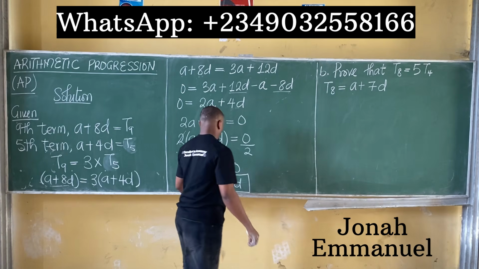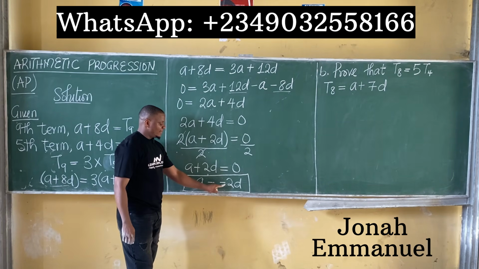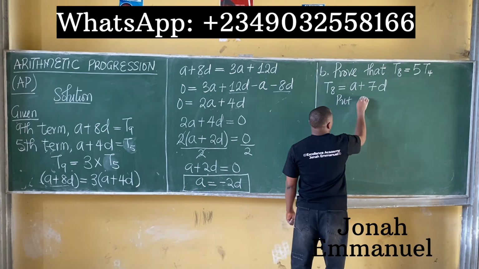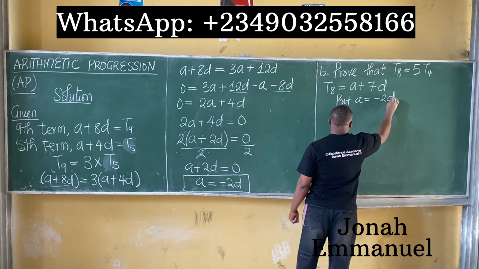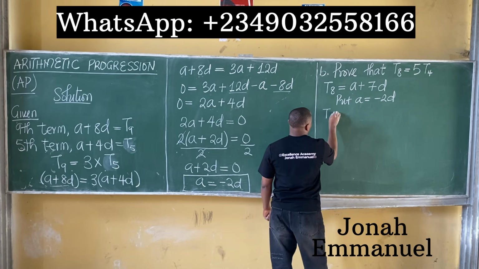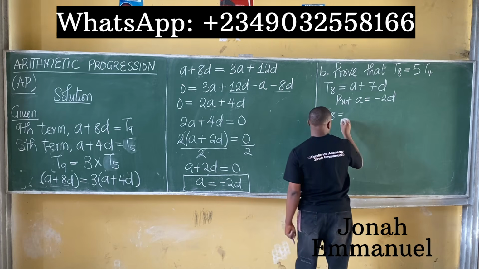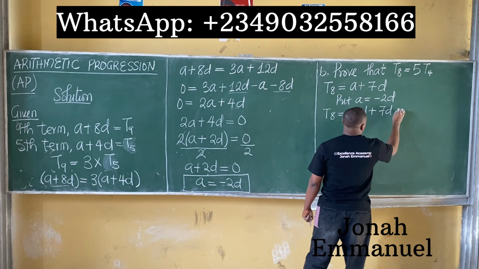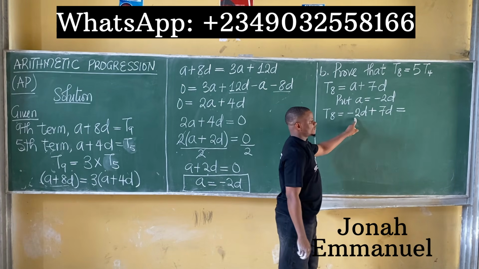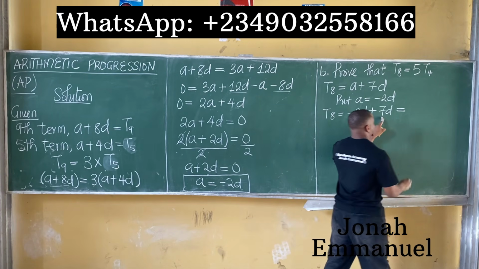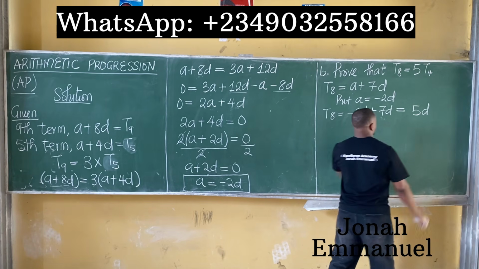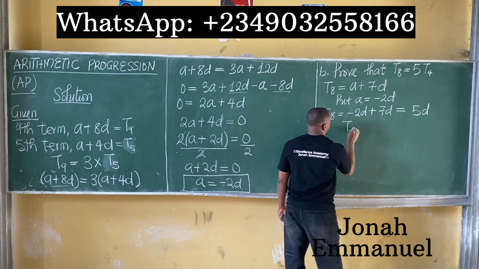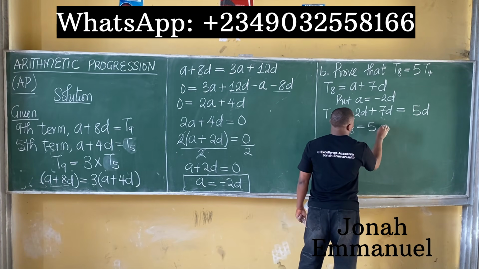What's the value of A? We already had A here as minus 2D. So put A as equal to minus 2D. From this part, T8 is equal to A, which is minus 2D, plus 7D. That's minus 2D plus 7D. Minus 2 plus 7 is 5, that is 5D. So in essence, T8 is equal to 5D.